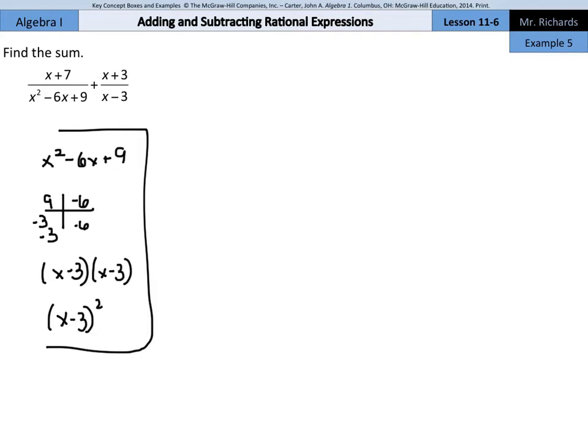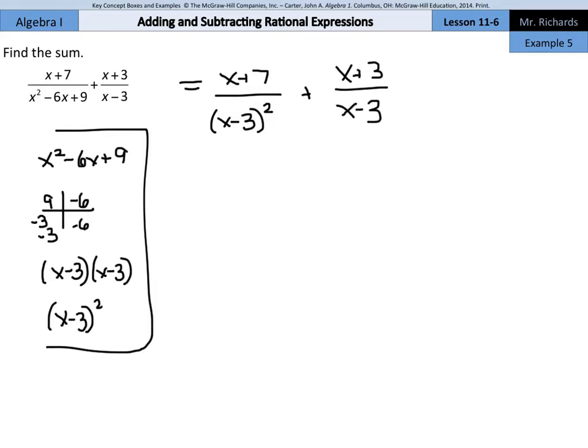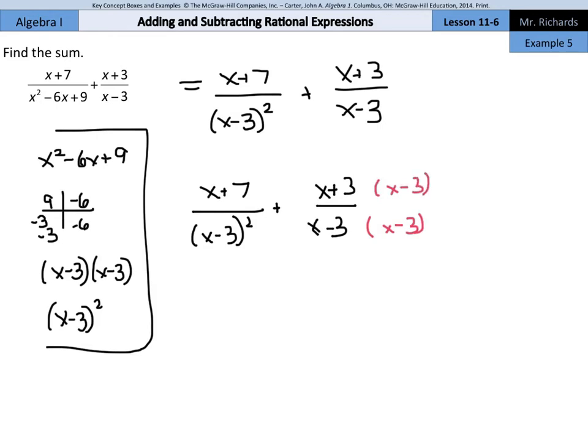And so to rewrite that now, we would have x plus 7 over x minus 3 squared plus x plus 3 over x minus 3. Next, we need to find the lowest common denominator, or LCM, of x minus 3 squared and x minus 3. Well, it's kind of nice in this example because they're both the x minus 3, and we need to see which appears the most. Well, here it appears 2 times, here it appears once. And so what we're going to need to do now, the first fraction's okay. What we need to do with this x plus 3 over x minus 3 is to multiply by another x minus 3 on top and bottom in order to find common denominators.